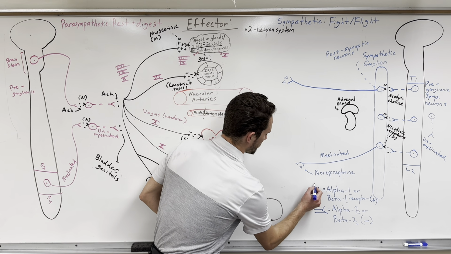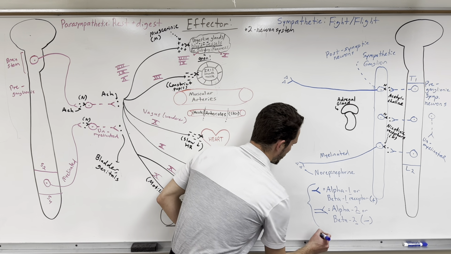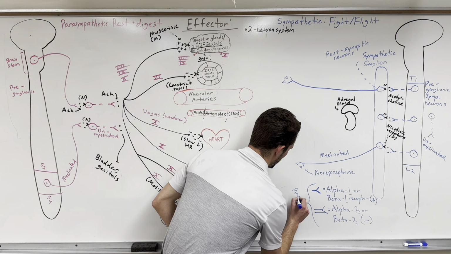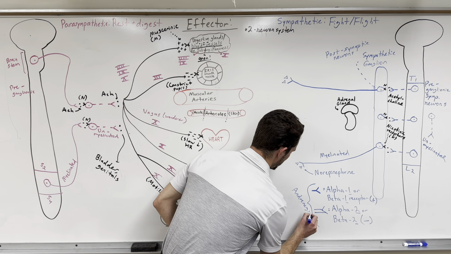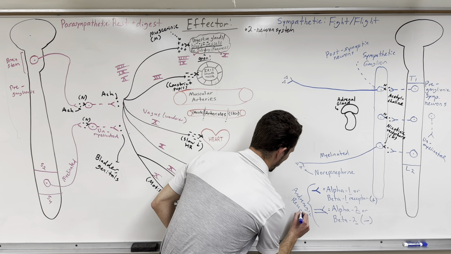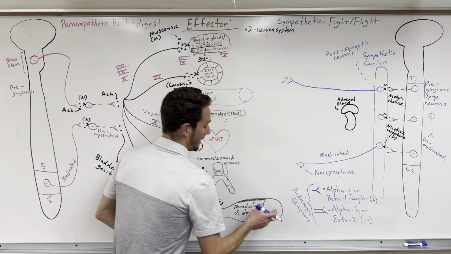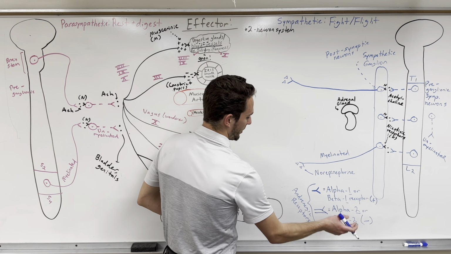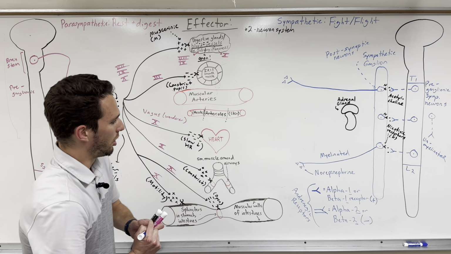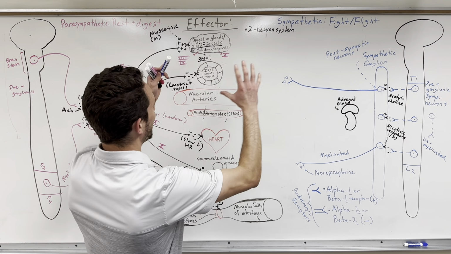Now, both of these are called adrenergic receptors. It's just a classification. And inside the adrenergic receptors, we've got the alpha and the beta. Brilliant. Okay, so let's roll through what is actually going to happen.